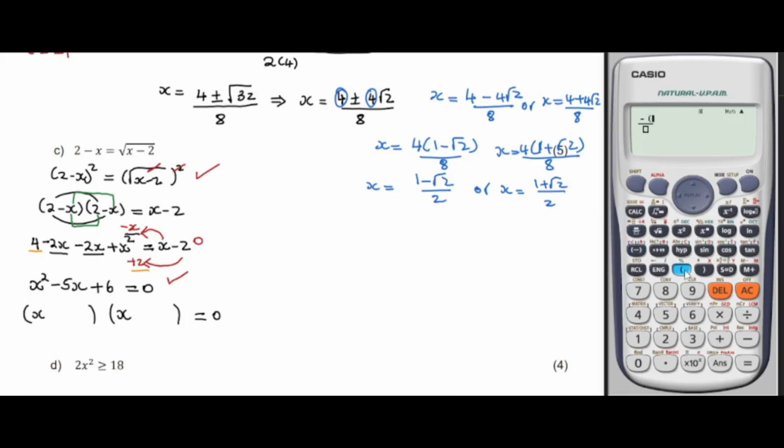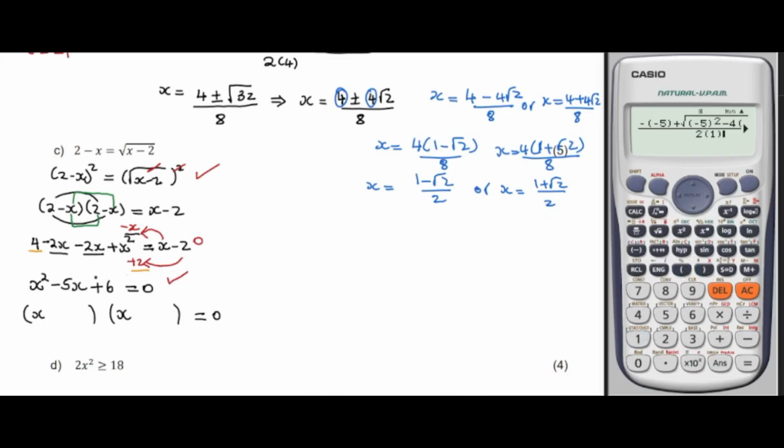Minus b. What is the value of b? It's 5, but the 5 is negative, okay? Then plus or minus the root of b squared, and b squared is minus 5 squared, minus 4. Okay, look at what I'm going to do here. Minus 4 into the value of what? It's 4ac, the value of a is 1, and the value of c is positive 6. Then close the bracket, divide this by 2 into the value of a, which is 1.